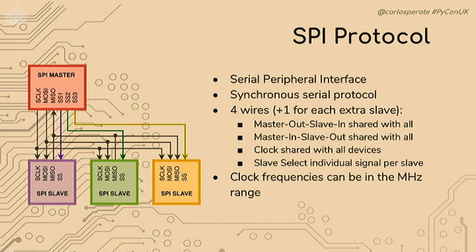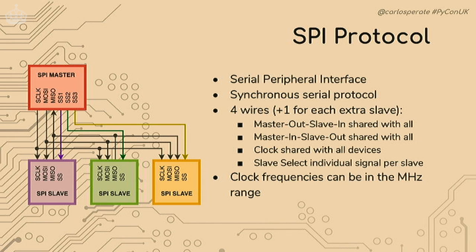One is called master out slave in, MOSI. The other one is called master in slave out, or MISO. In this case, we also have a clock signal. Before, it's the system designer that has to specify the settings. And in this case, it's the master that dictates the frequency at which data is being transferred.